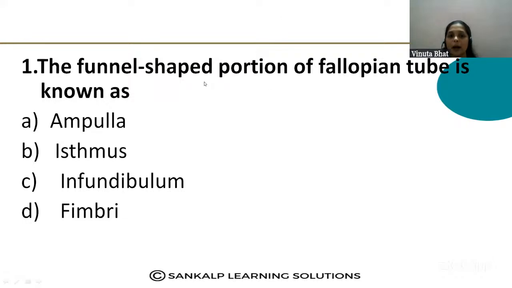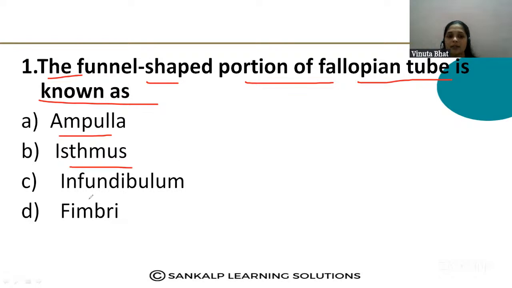Okay, then let us discuss some MCQ questions on this topic about the female reproductive structure and about the mammary glands. Look, first question. The funnel shaped structure of the fallopian tube, what is it called? Ampulla, isthmus, infundibulum, fimbriae. What is it called?